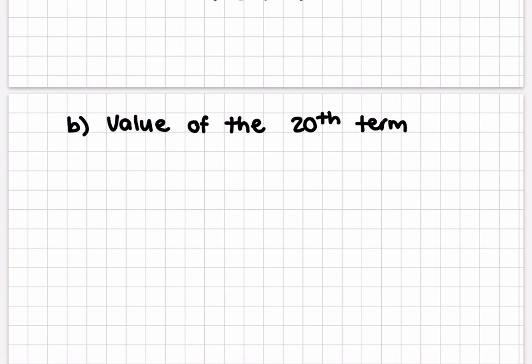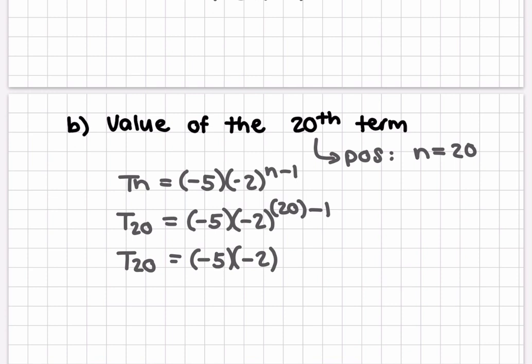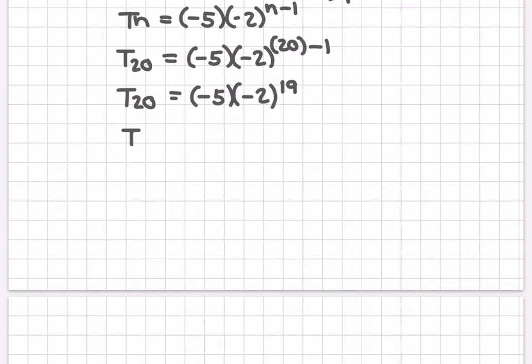Okay, so question B asks us to calculate the value of the 20th term. 20th is a position. So we immediately say where n is equal to 20. Now, we use the formula we've just calculated. So we're going to say Tn is equal to -5 times -2 to the power of n minus 1. Wherever you see an n, you're going to put in a 20. So term 20 is equal to -5 times -2 to the power of 20 minus 1. We can now say term 20 is equal to -5 times -2 to the power of 19. Then we can put this in our calculator and get a final answer. And the final answer is 2,621,440. And that's our final answer.